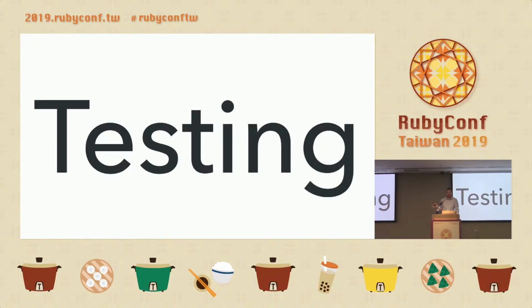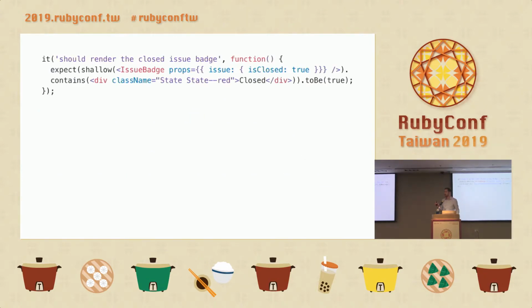Another cool thing about React is how easily components can be tested in isolation. So here's an example of a React test that renders our component directly and then asserts against the output. What's great is that this test runs without touching the database or the controller layer. So as you can imagine, it's really, really fast.